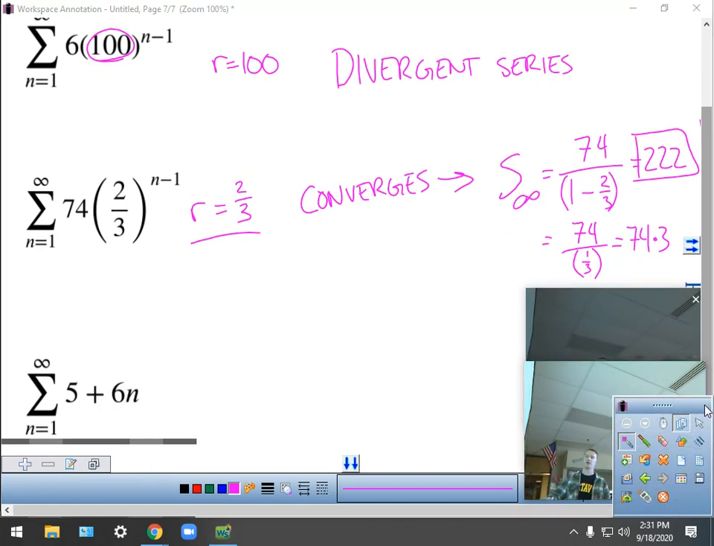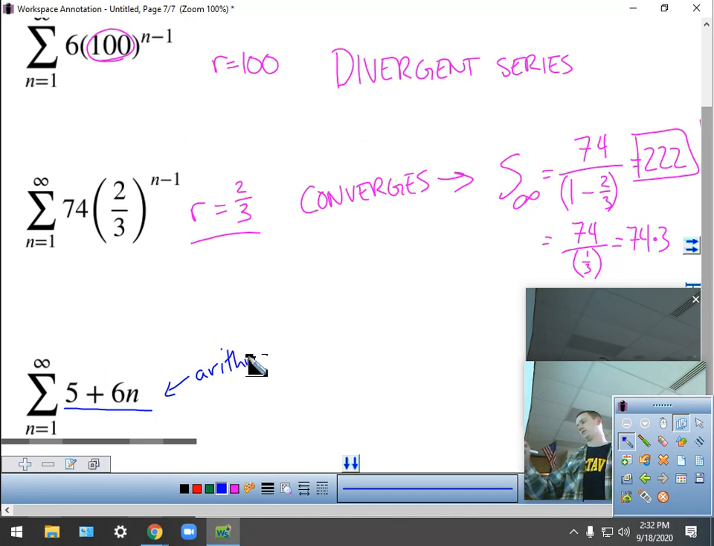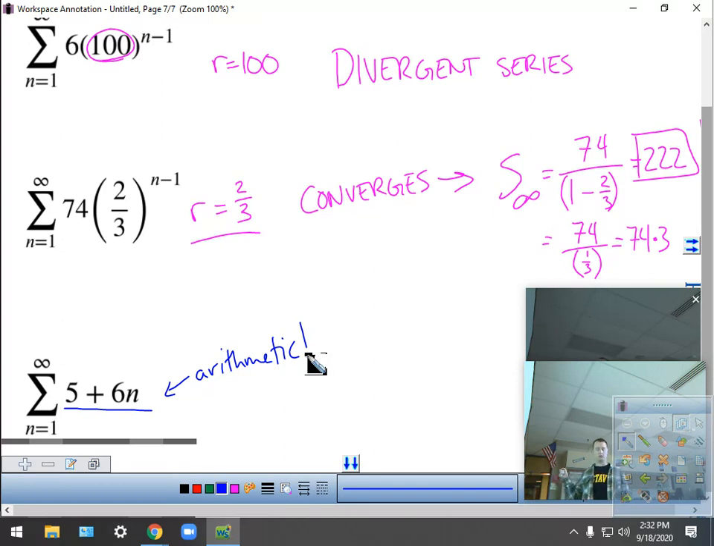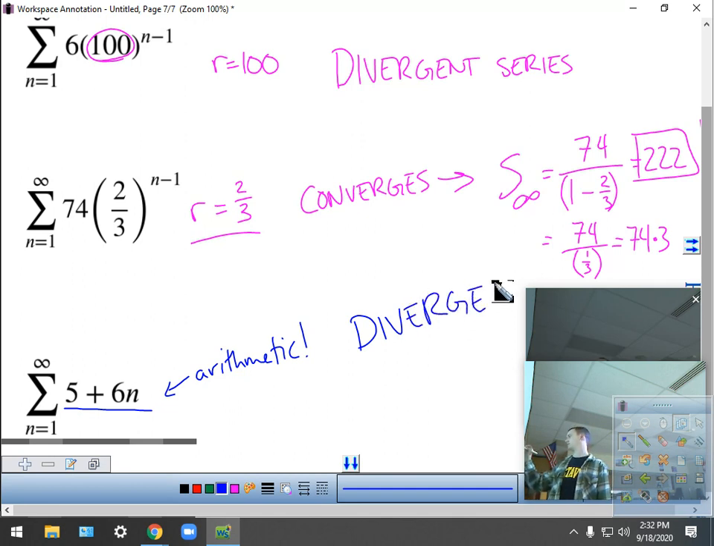Last one to talk about here is just this one. Oh, look, this is an arithmetic series. All arithmetic series, when you go to infinity, diverge. So this series diverges because it is arithmetic, and you can check because number one, there's no exponent. But number two, if you start putting in the values for that n, you are going to see that there's an adding rule there.